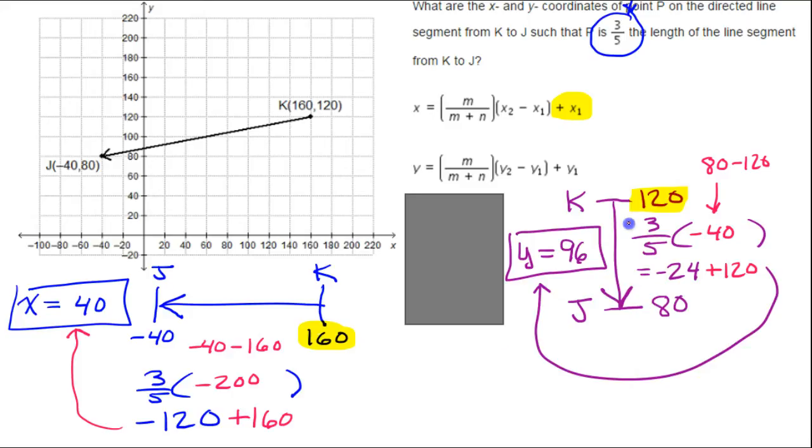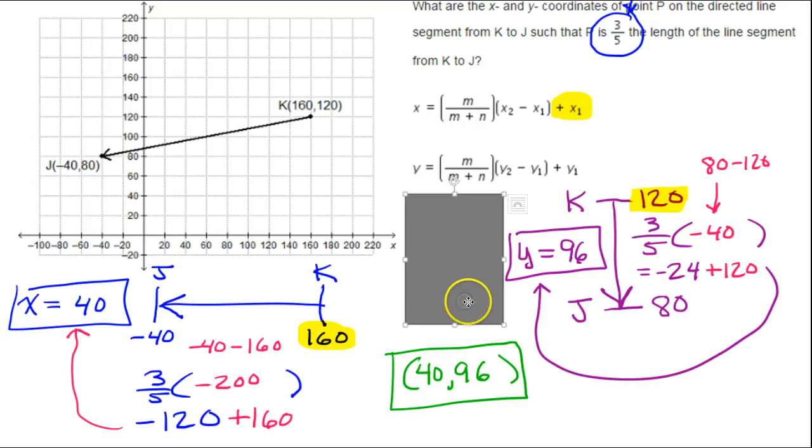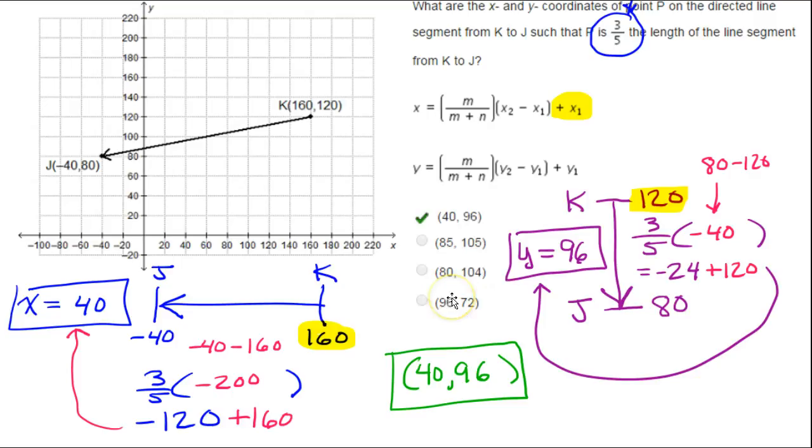Okay, that means you put it all together, and the coordinates of the point of partition should be 40, 96. So that should be our final answer. Now let's reveal and see how we did. 40, 96.